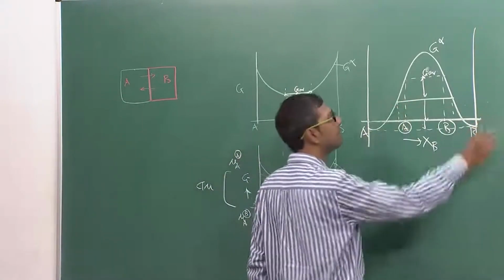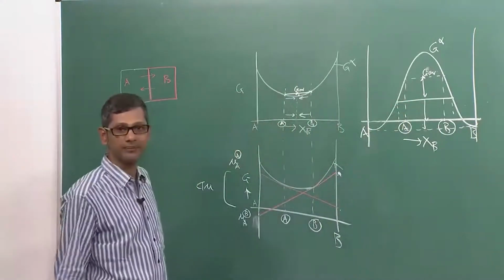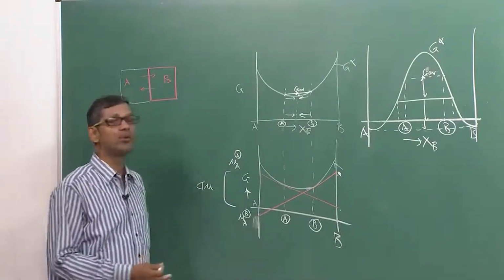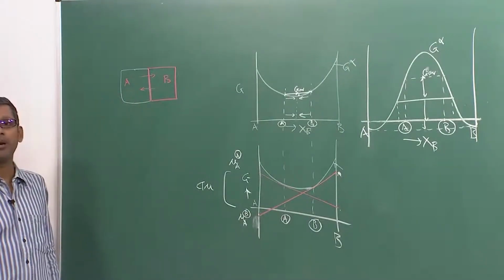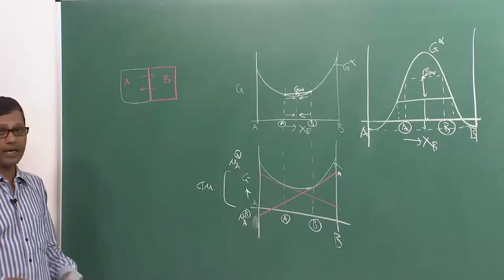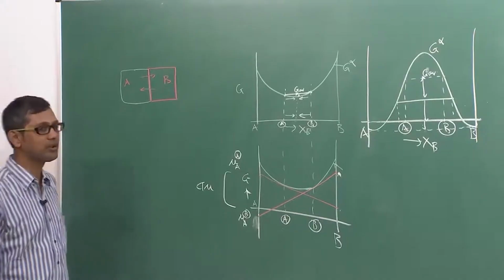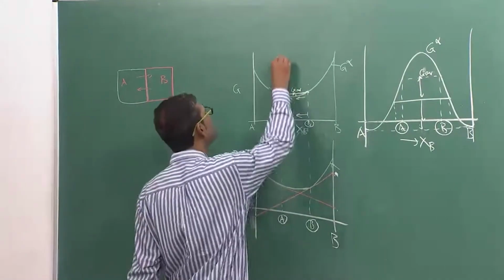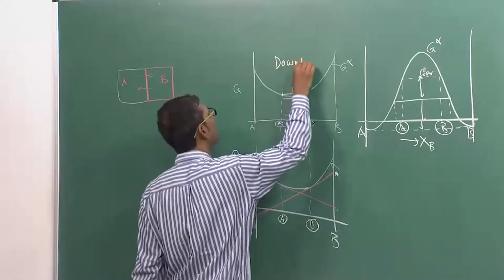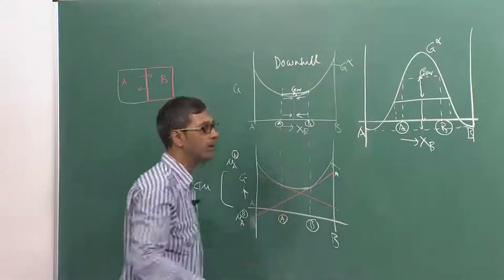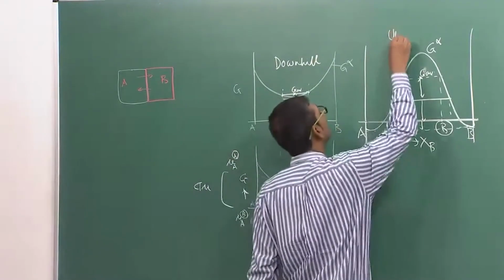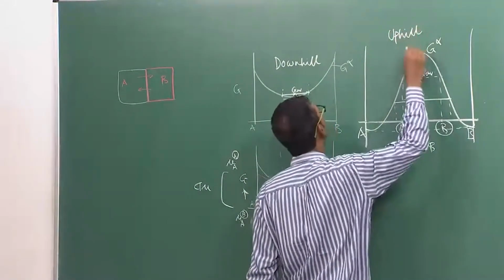Compositions are actually going far away from each other. So that is what is known as diffusion up the concentration gradient, or uphill diffusion. That is what we always call it. This is downhill diffusion. Downhill means down the hill, okay, and this is uphill diffusion.